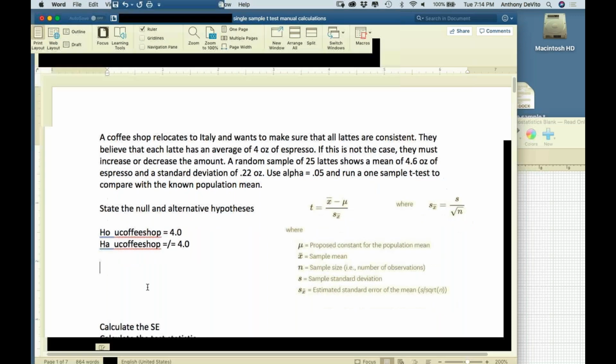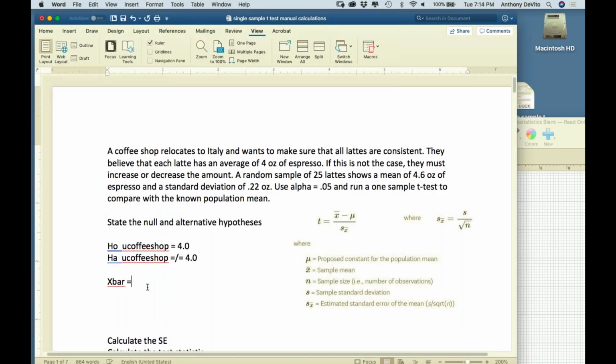Well, what did it turn out? I'm going to put down what we know so far. X bar is equal to 4.6, right? So immediately we see there's a little bit of a difference there. It looks like we're pouring too much espresso, right? And our sample size n is equal to 25, and our standard deviation s is equal to 0.22.